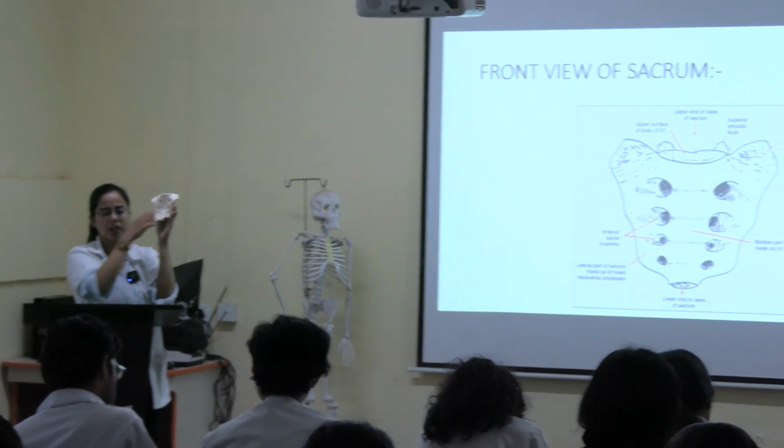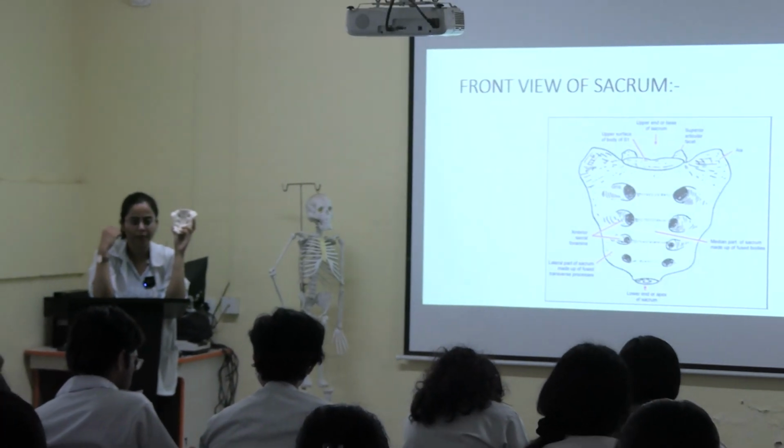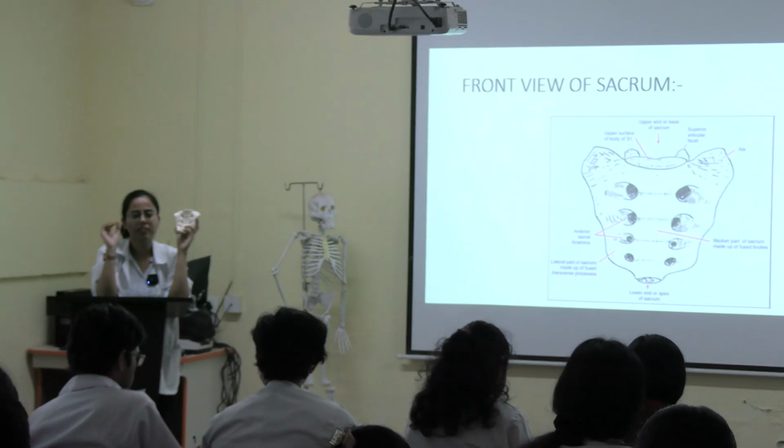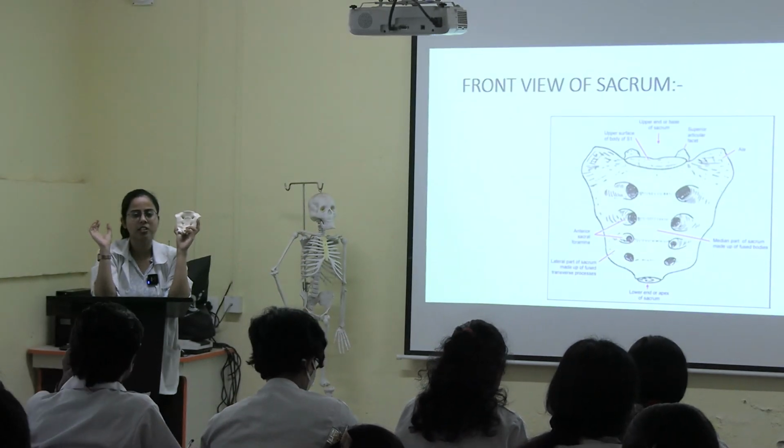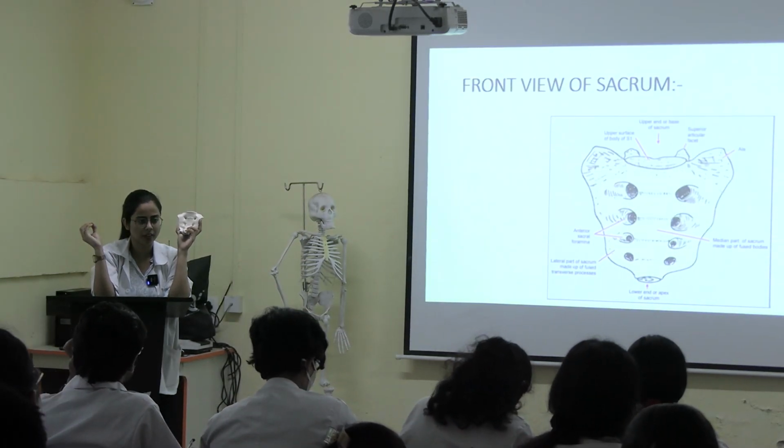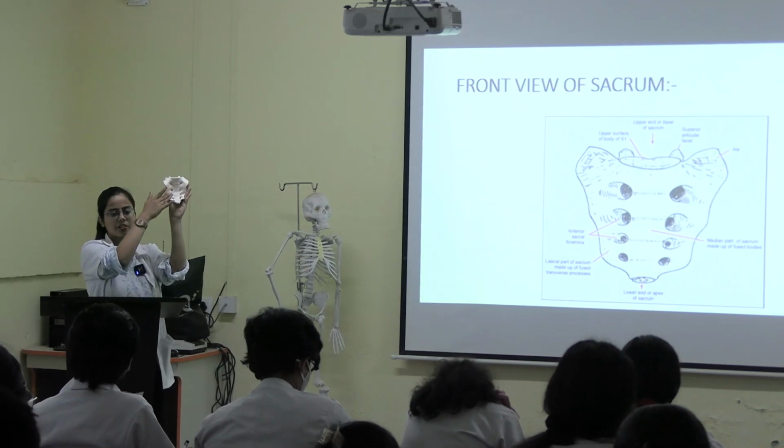4 pairs of foramina, which are called the ventral sacral foramina. Through them, the ventral rami of S1 to S4 sacral nerves come out. And lateral to it we have the lateral masses.